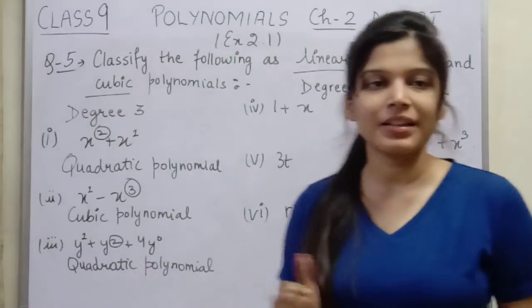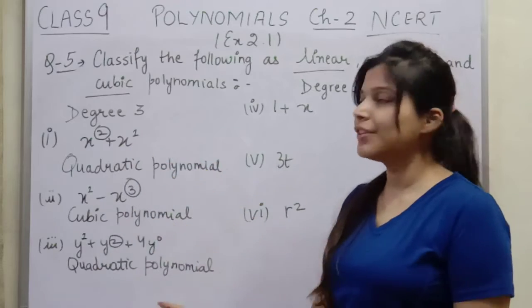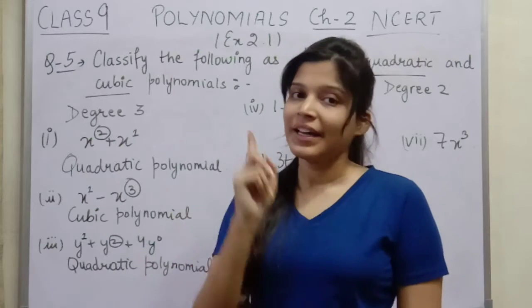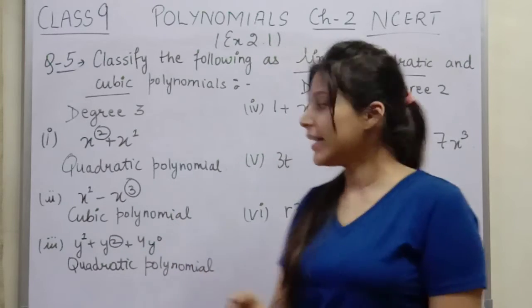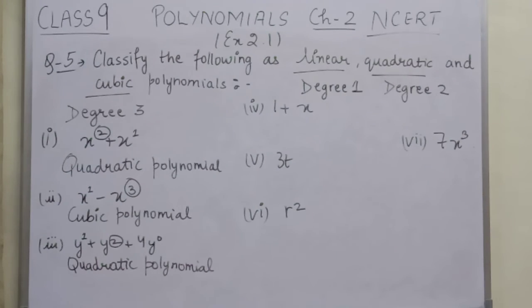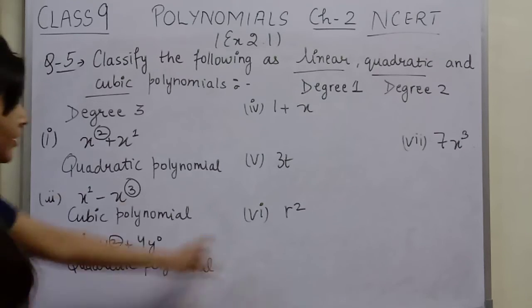I hope this question is clear. This is a very easy question. We just have to check the degree, because these types of polynomials are on the basis of degree. If you remember the introduction video, right? Coming to the fourth part now. Let me check if this is visible. Yes. So coming to the fourth part now.